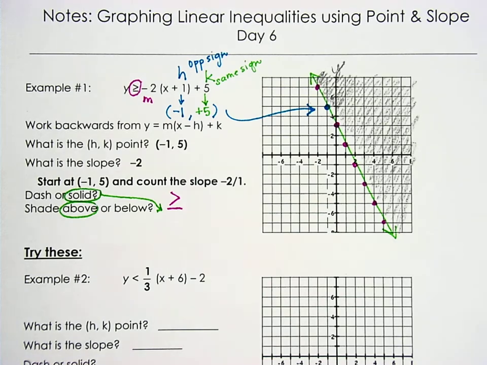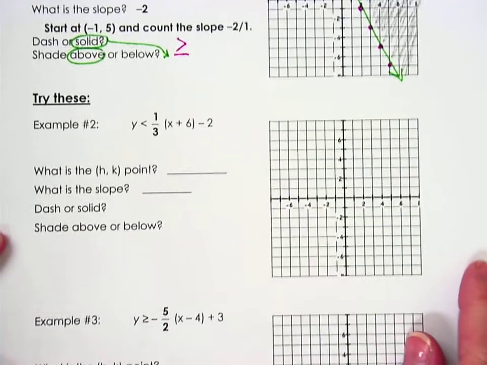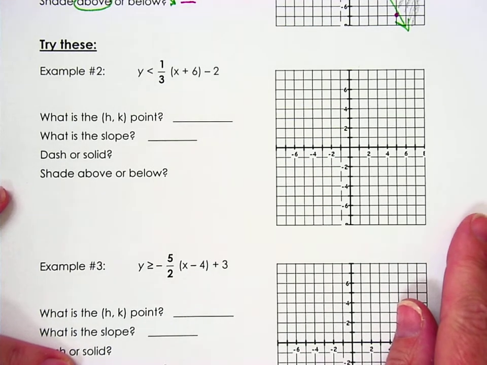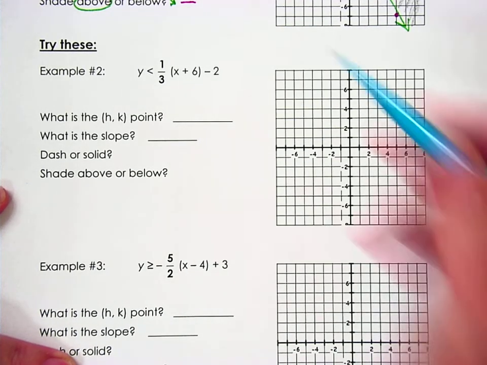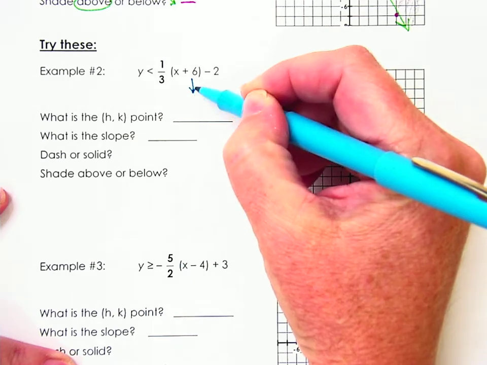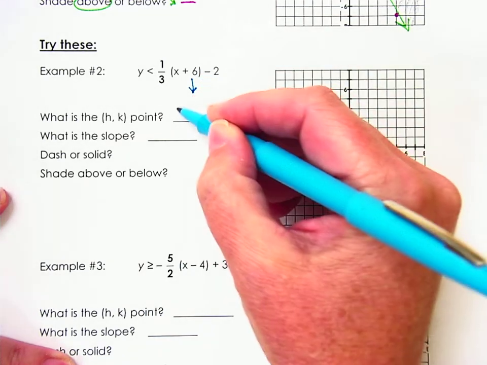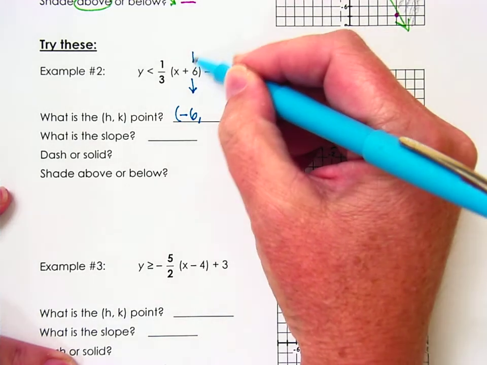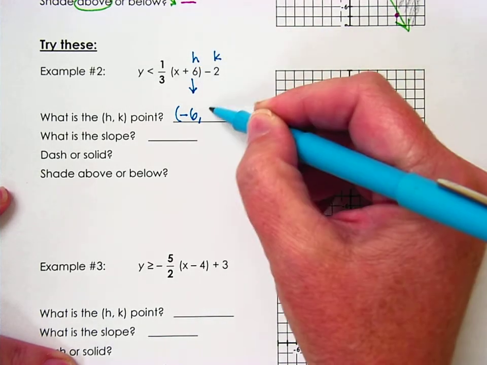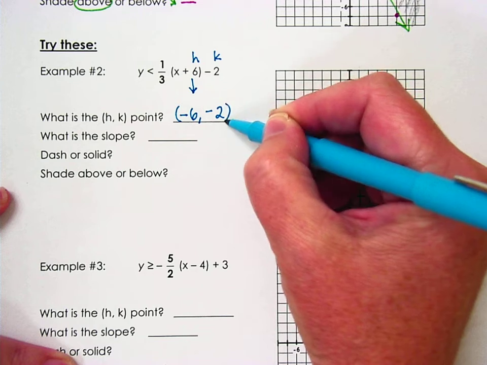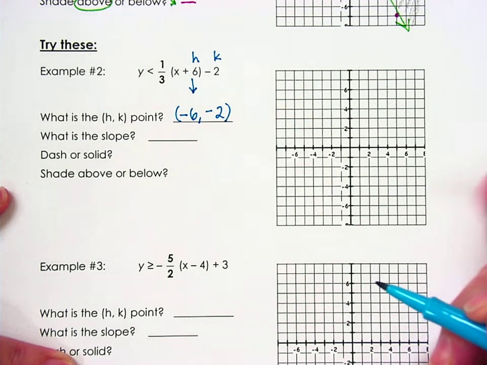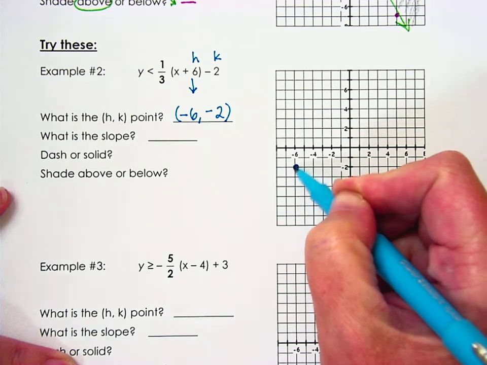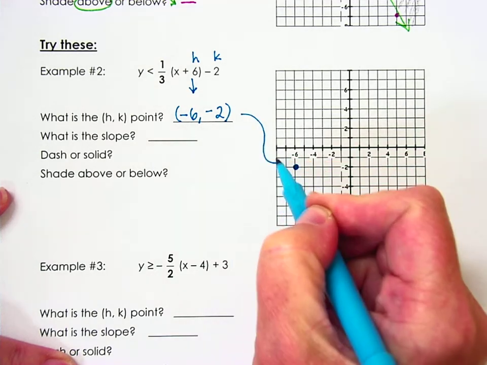So let's try another example. Example 2. Same idea. Let's first take out the h, k point. This is inside the parentheses, so that gives me a negative 6 as my h value. And then my k, the sign stays the same, so that's negative 2. So that's where I'm going to start my graph. So I go to negative 6, negative 2 on my graph, right there.